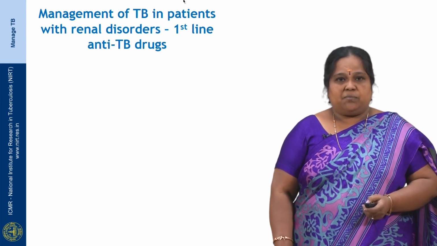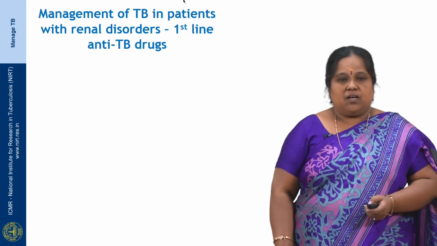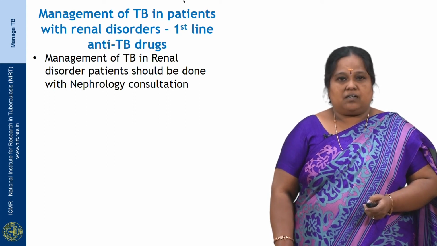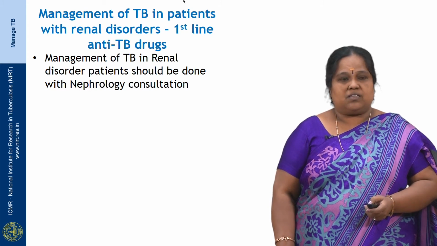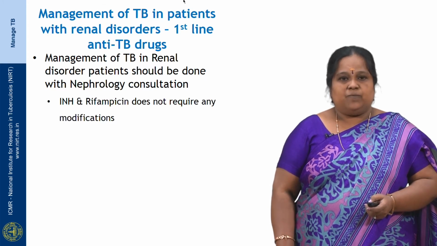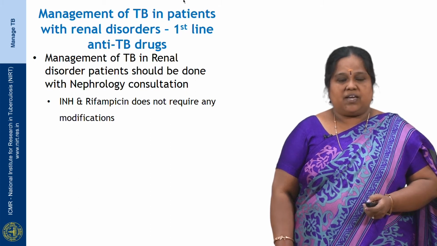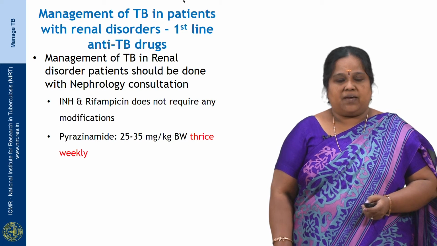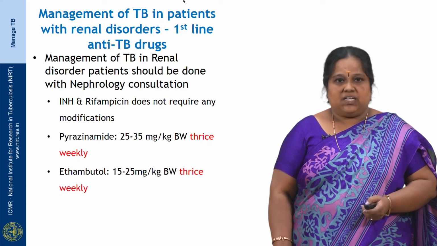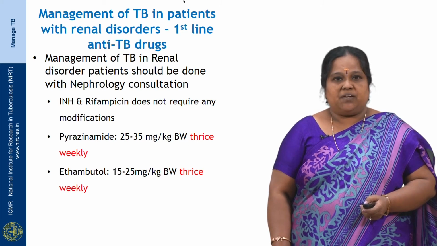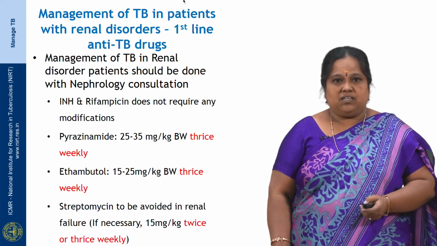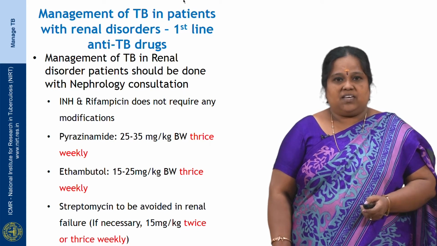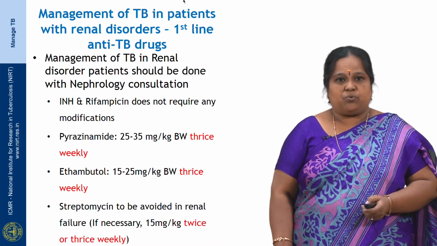Now, management of TB in patients with renal disorders. If the patients are on first line anti-TB drugs, the treatment management should be done with the consultation of a nephrologist. INH and rifampicin do not require any modifications, while pyrazinamide should be given at 25 to 35 mg per kg body weight thrice weekly, ethambutol 15 to 25 mg per kg body weight thrice weekly, and streptomycin is to be avoided in renal failure. If necessary, we can give 15 mg per kg body weight twice or thrice weekly.